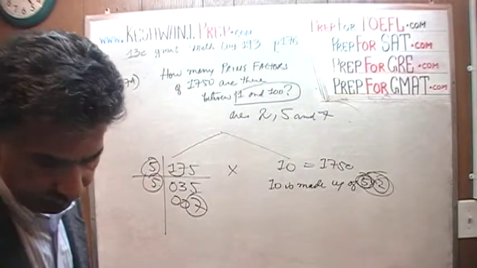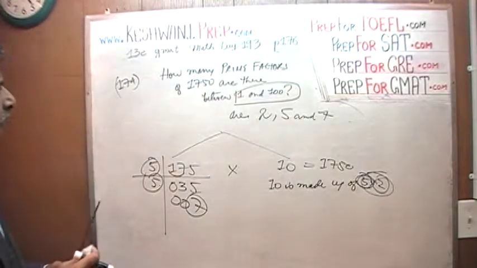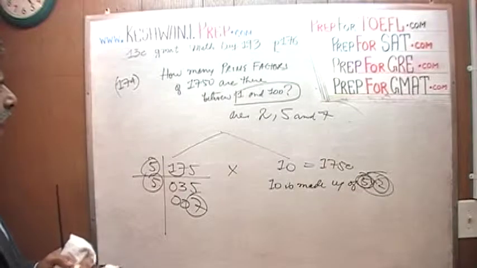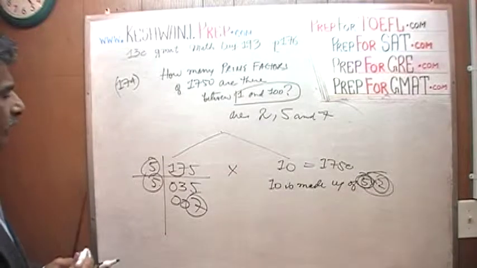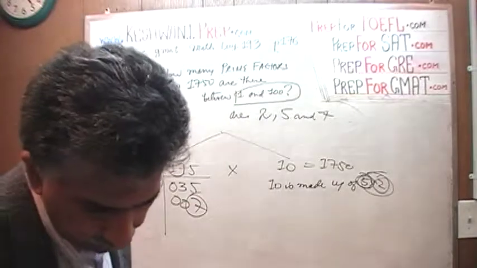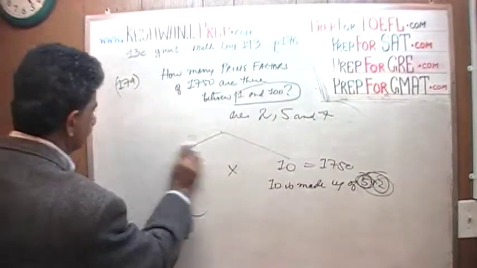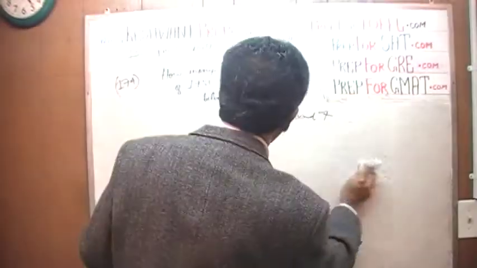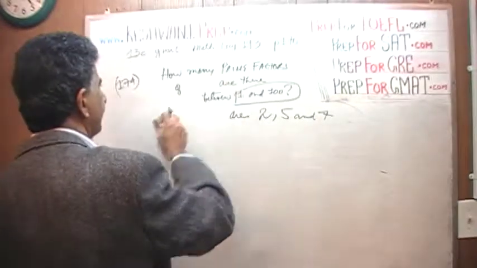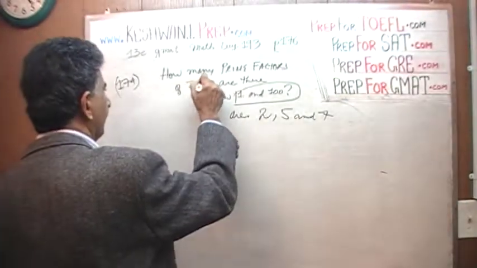Let's do the next one, shall we? That fall between 1 and 100. Let's do the next one. The problem that is actually given to us is not 1750, it is 7150.